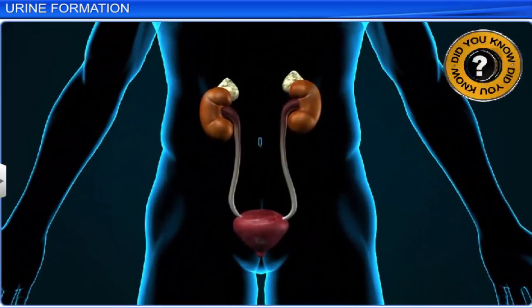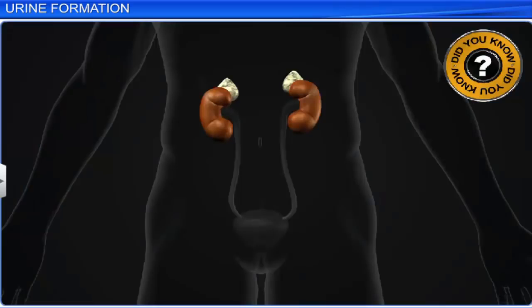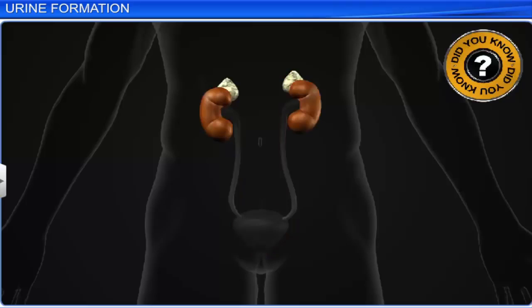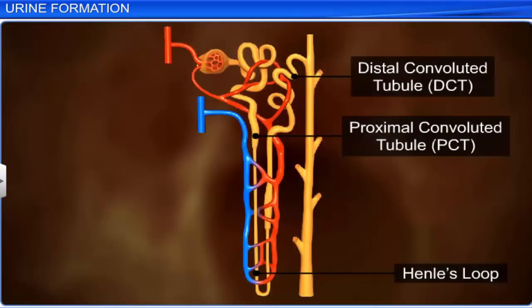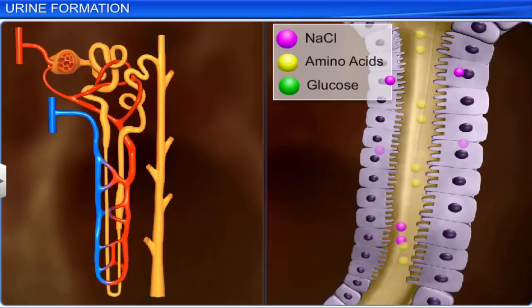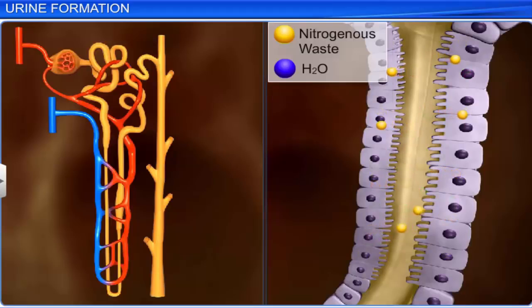Did you know that of the 180 liters of glomerular filtrate formed per day, the amount of urine released is just 1.5 liters? This is because about 99% of the filtrate is reabsorbed in the renal tubules during the process of reabsorption. Reabsorption is performed by the tubular epithelial cells present in the different parts of the renal tubule through active or passive mechanisms. While substances in the filtrate such as sodium, amino acids and glucose are absorbed by active transport, nitrogenous wastes are absorbed by passive transport. Water is also reabsorbed passively in the initial segments of the nephron.